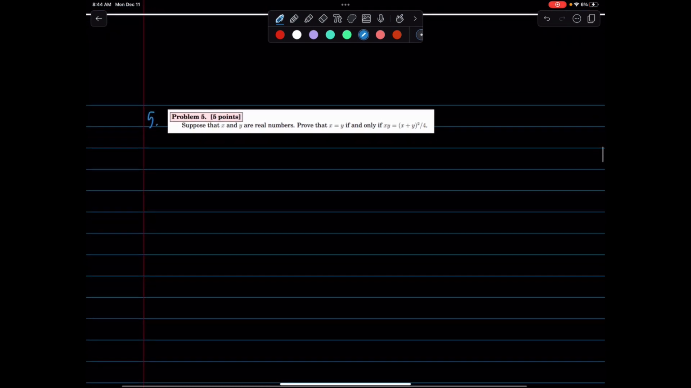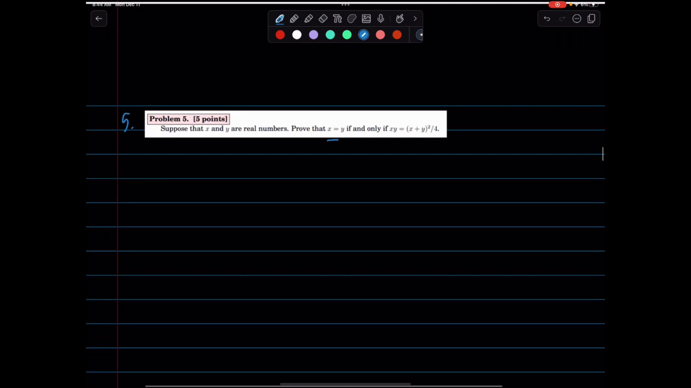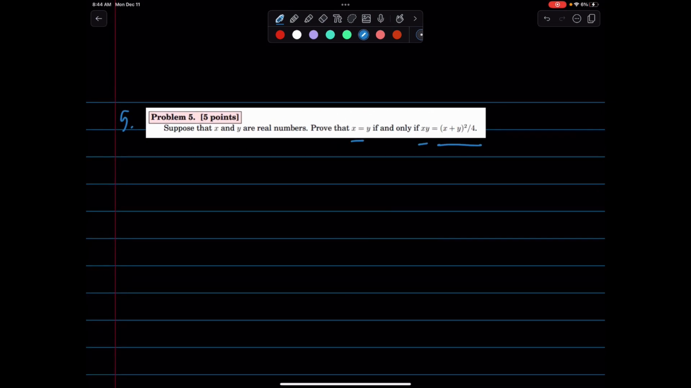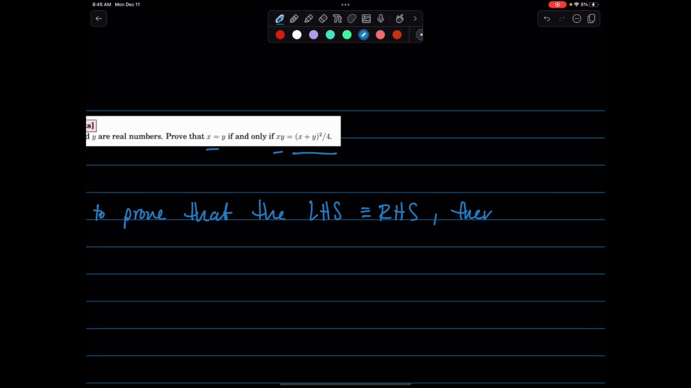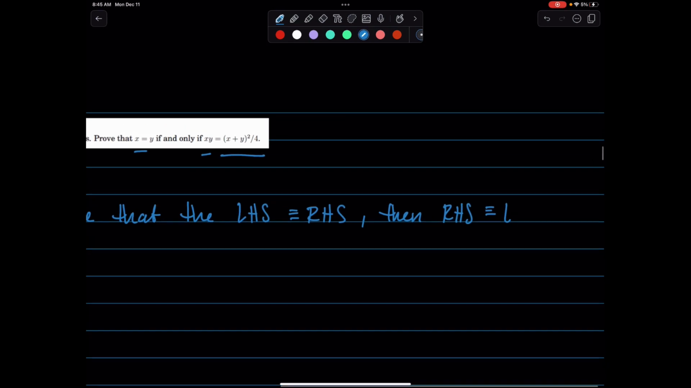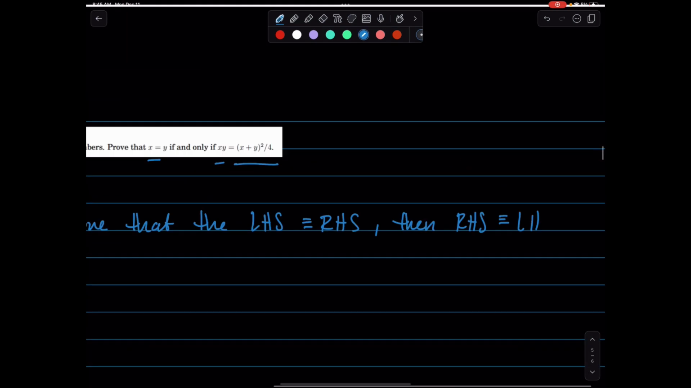Suppose x and y are real numbers. Prove that xy equals ((x plus y) squared) divided by 4 if and only if x equals y. So, in order to prove something like this, you first need to prove that the left-hand side implies the right-hand side, then the right-hand side implies the left-hand side. So we'll do the first step first.